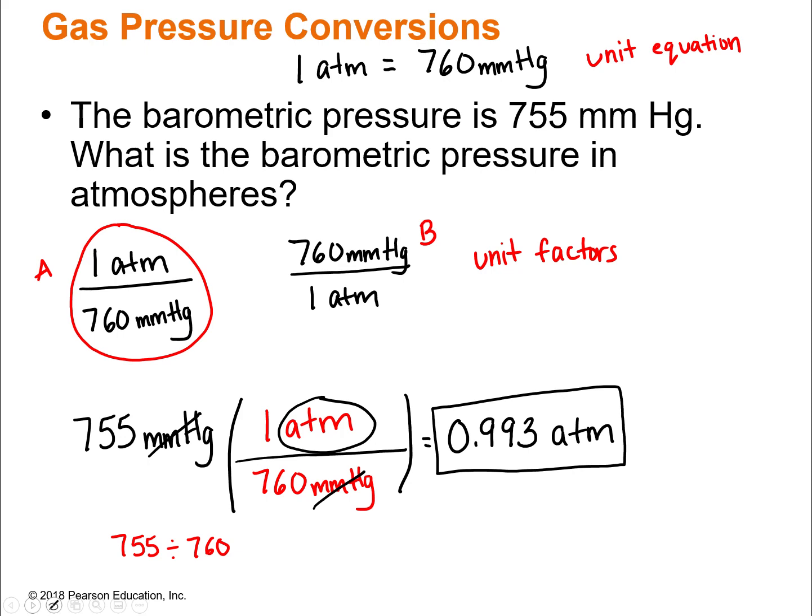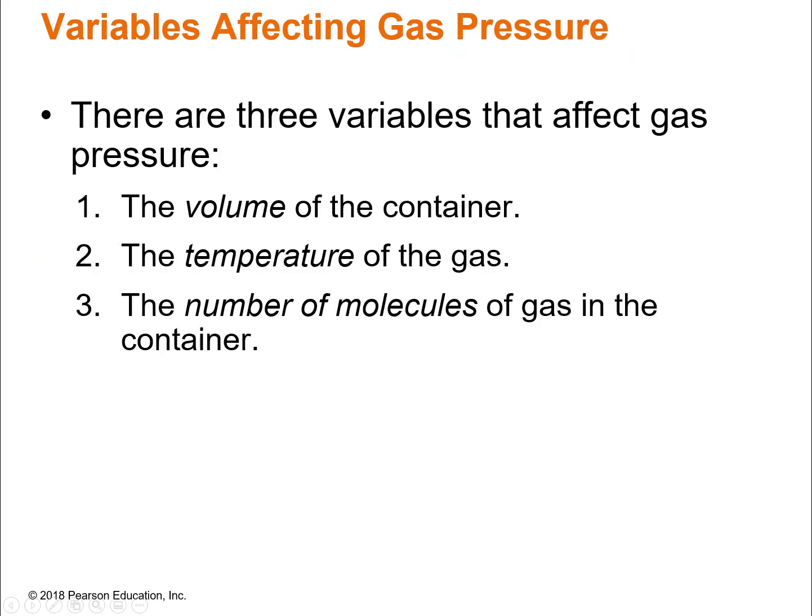So let's keep going with gases. There are 3 variables that affect the pressure. There's the volume of the container, the temperature of the gas, and the number of molecules. The volume of the container we'll call V, and the relationship here is indirect.